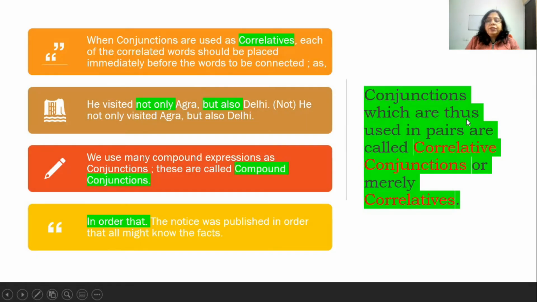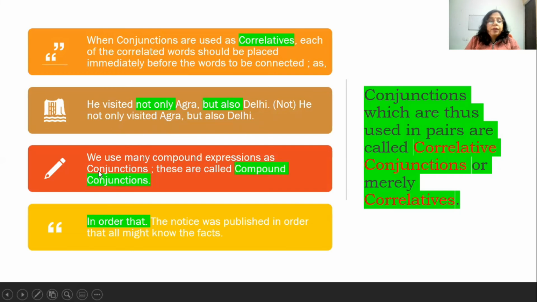Now let us see conjunctions which are thus used in pairs. What are they called? They are called correlative conjunctions, or we can say merely correlatives. So when conjunctions are used as correlatives, each of the correlated words should be placed immediately before the words to be connected. As: He visited not only Agra but also Delhi. I have to use it immediately before the word to which it is connected. And "He not only visited Agra but also Delhi" cannot be written.